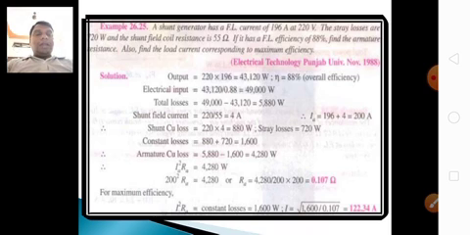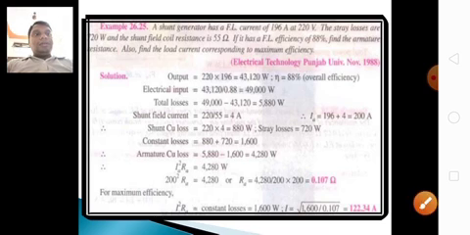A shunt generator has a full load current of 196 amps, that is IL is given, and at 220 volts, that is terminal voltage is given. The stray loss is 720 watts and the shunt field coil resistance is 55, that is RSH equal to 55 ohms. If it has a full load efficiency of 88%, find the armature resistance. So we have to find the value of RA when it has full load efficiency of 88%. Also find the load current IL corresponding to maximum efficiency.